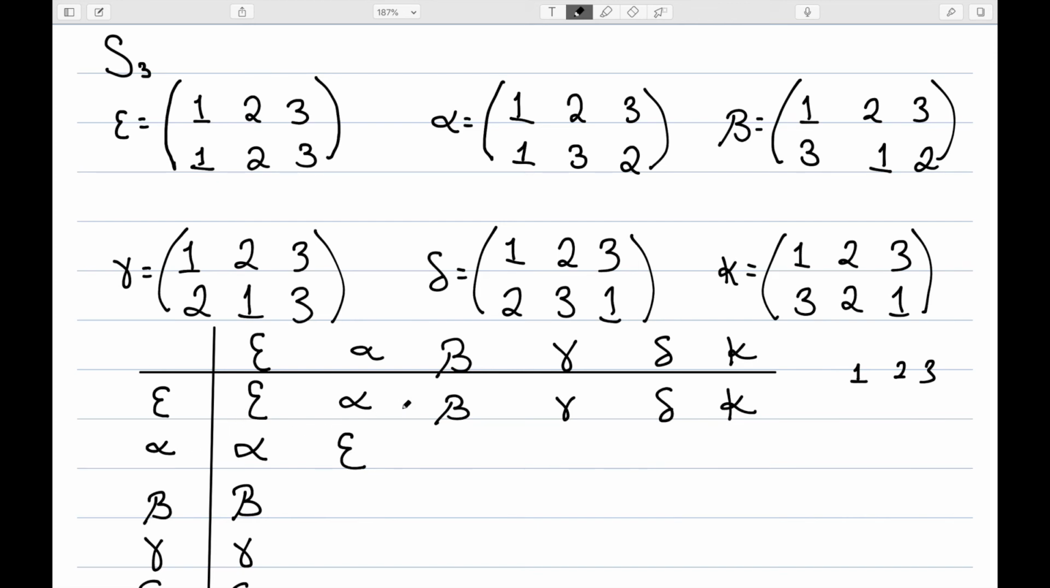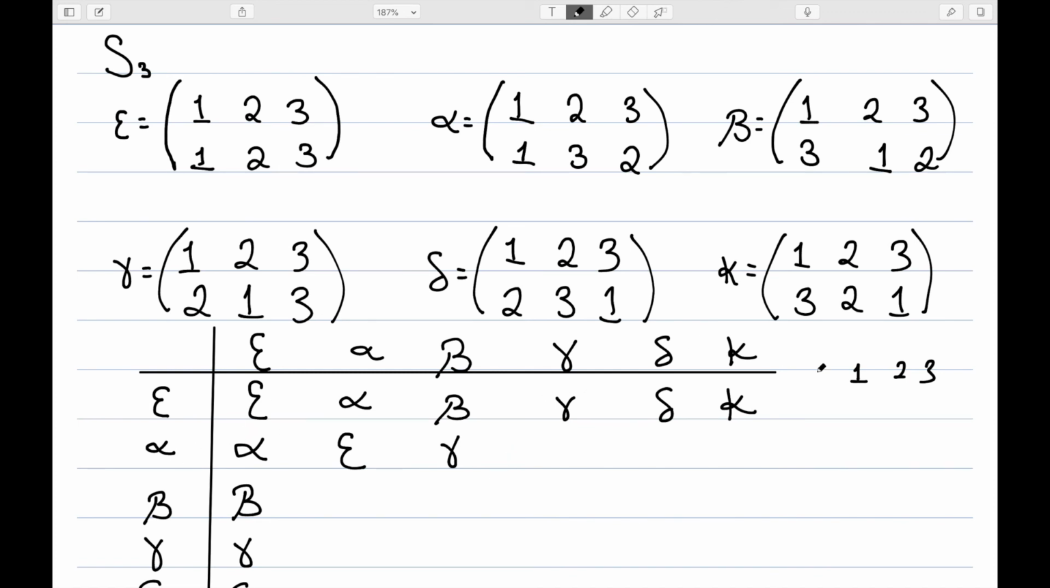Next, we have alpha composed with beta. And so we have to remember that we're talking about composition, so we have to do beta first and then alpha, since composition works from the inside out. So 1 maps to 3 and 3 maps to 2, so 1 would map to 2. 2 maps to 1 and 1 maps to 1, so 2 maps to 1. Here we have 3 mapping to 2 and 2 mapping to 3, so 3 maps to 3. And we can see that this is equivalent to gamma.